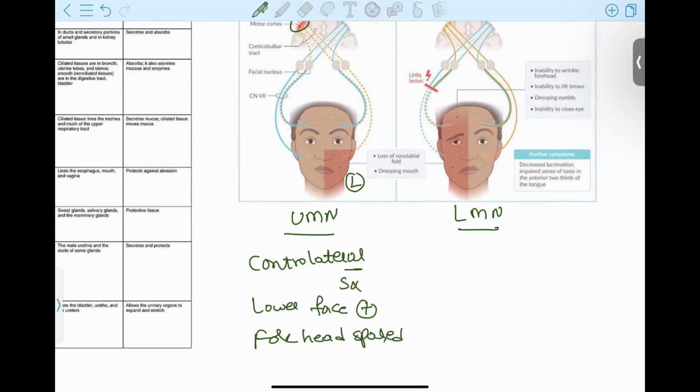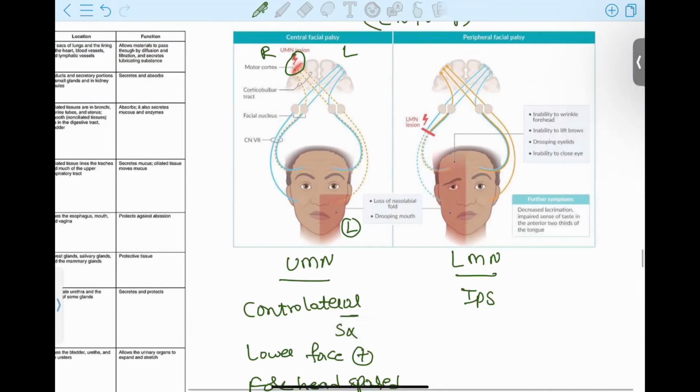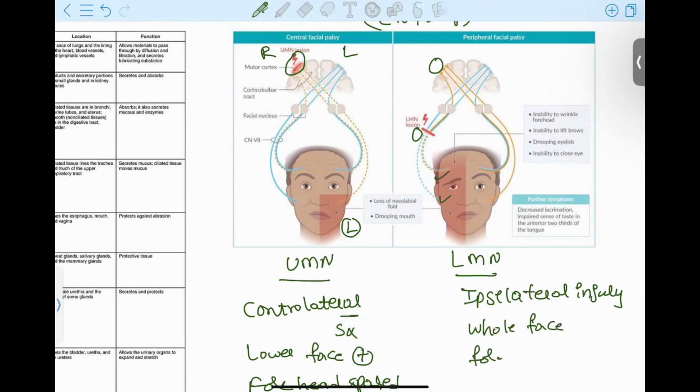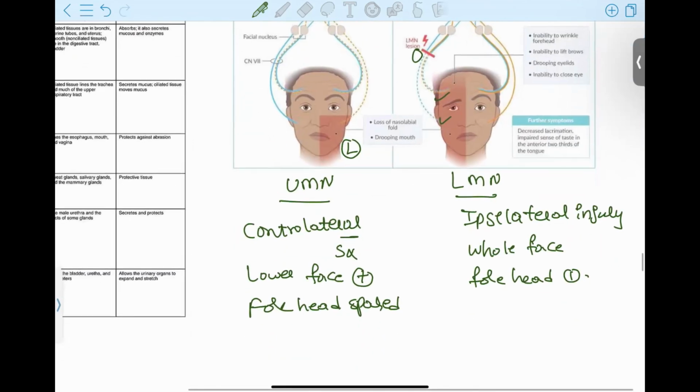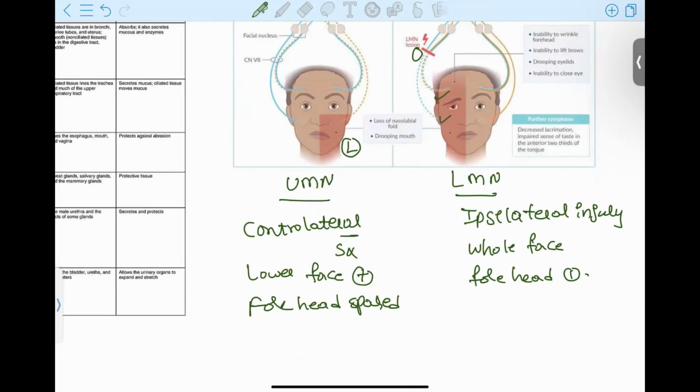And the lower motor neuron injury is going to involve the ipsilateral side. So the lesion is on this side, and this is also going to involve the same side. So the ipsilateral injury is in this patient. So the whole face is involved. Even the forehead is also involved. So that is the difference between the upper motor and the lower motor neuron injury in the patient. And the drooping of the mouth is on the same side. Okay. So the drooping is seen on the lesion side only.